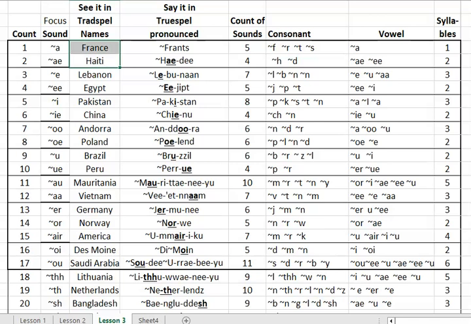France, Haiti. France is actually a one syllable word. Haiti is two syllables. The stressed syllable is the first syllable, and I have put the vowel of interest in capitals there. Now we have a short A and the long A. Here's the short E and the long E.